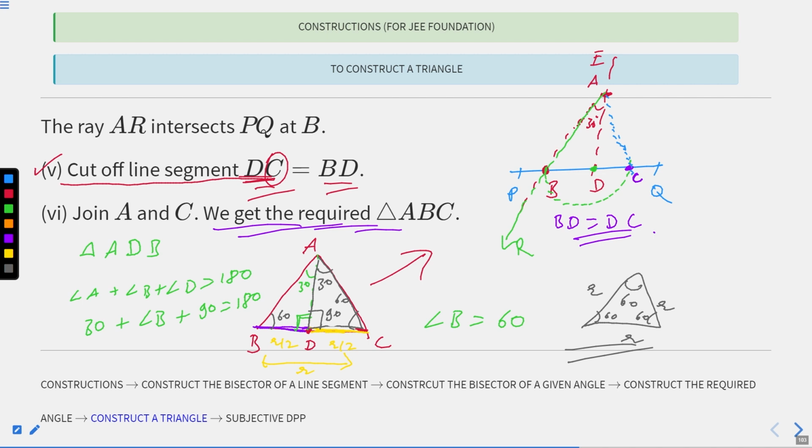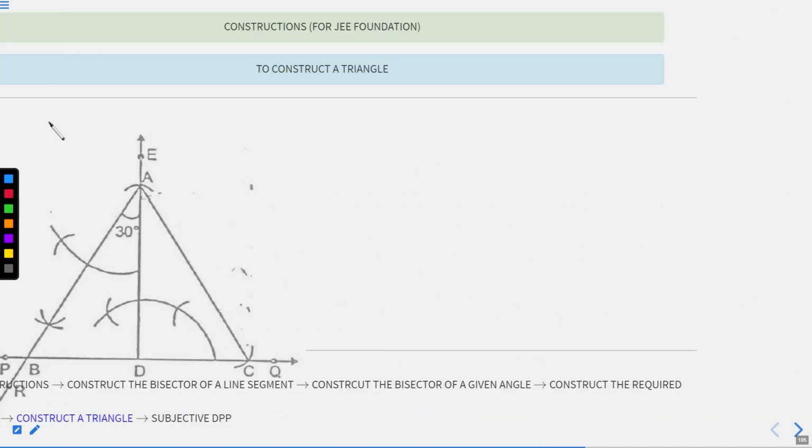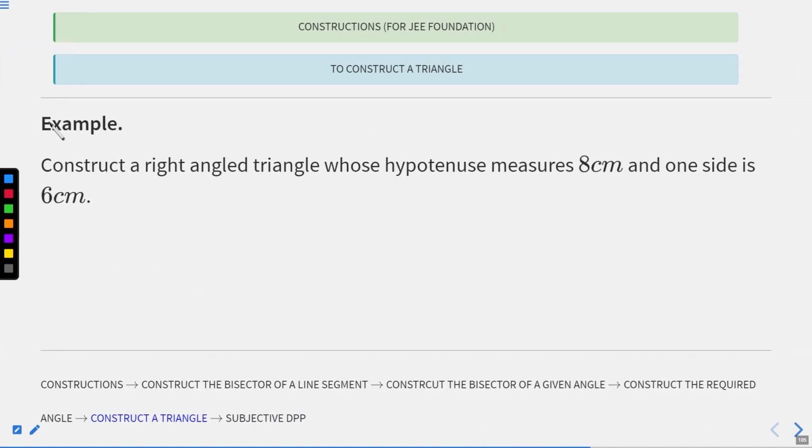I hope all the steps and all the doubts at this point are clear. Okay, so let's move to the next. So now see another example.